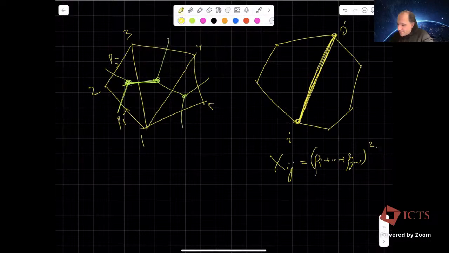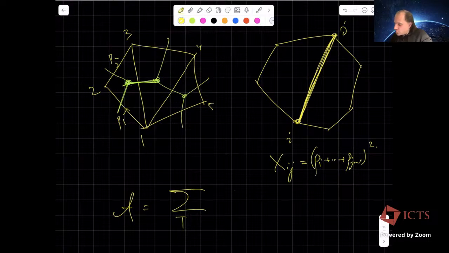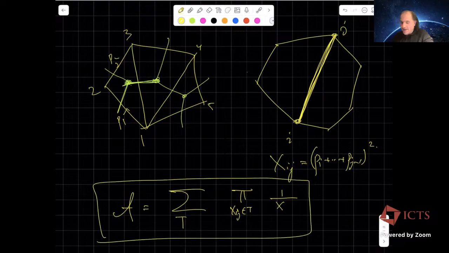We can say that the amplitude is simply the sum over all the triangulations, where for each triangulation, we take the product over all the xij's in the triangulation of 1 over x. And that's the amplitude for this very simple trace phi cube theory. All right. Now let's try to see what the analog of this is for the wave function.